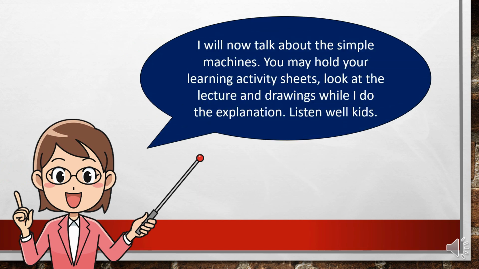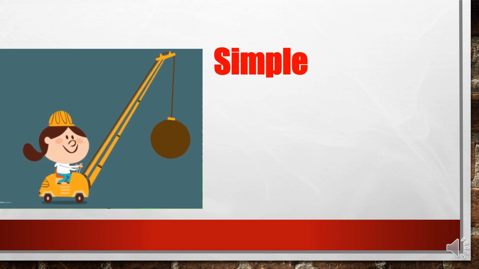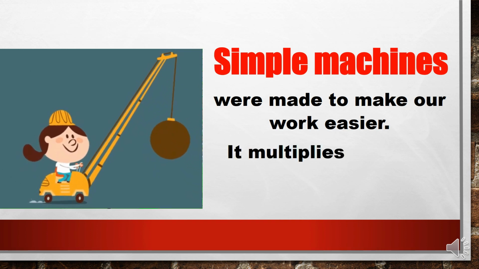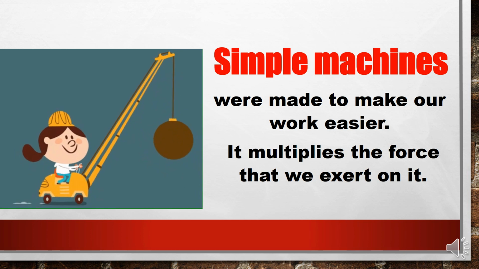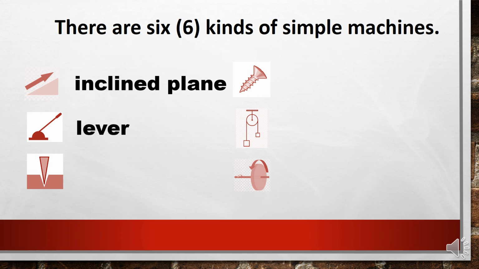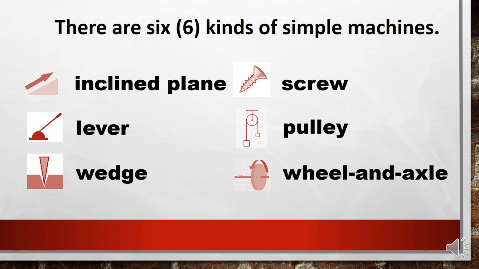I will now talk about the simple machines. You may hold your learning activity sheets, look at the lecture and drawings while I do the explanation. Listen well, kids. Simple machines were made to make our work easier. It multiplies the force that we exert on it. There are six kinds of simple machines. First we have inclined plane, lever, wedge, screw, pulley, and wheel and axle.